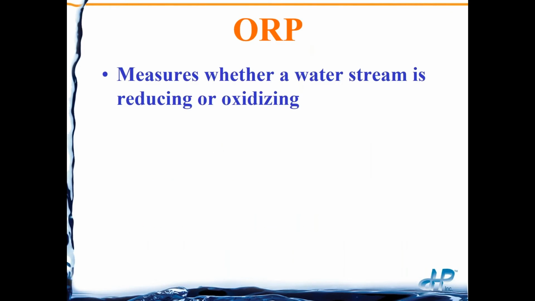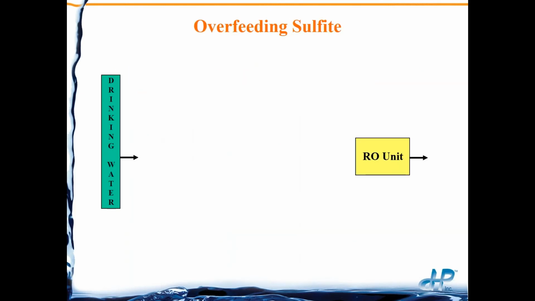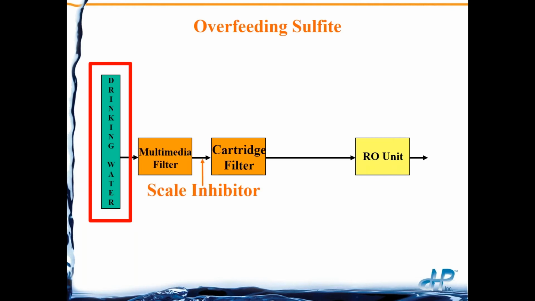And then finally, just a quick one on ORP troubleshooting. ORP measures whether a water stream is reducing or oxidizing. And the last webinar that we gave a couple weeks ago will give you a good basic understanding of ORP if you didn't get to see that. Well, one problem that's fairly common is that many industrial RO units operate on drinking water, and drinking water is chlorinated. Well, polyamide thin film composite membranes can't take chlorine, so we either use activated carbon or ultraviolet irradiation or sulfite injection in order to remove the chlorine before it goes to the RO unit.